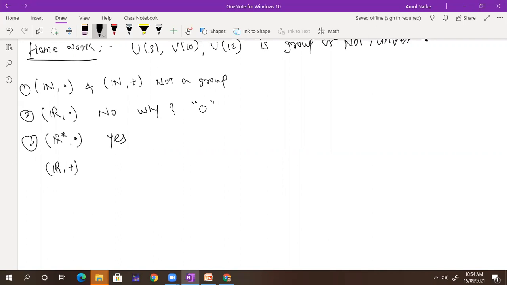It is a group. Yes, it is a group. Okay. So you can see every property is important here. Every property is important. These are the examples.